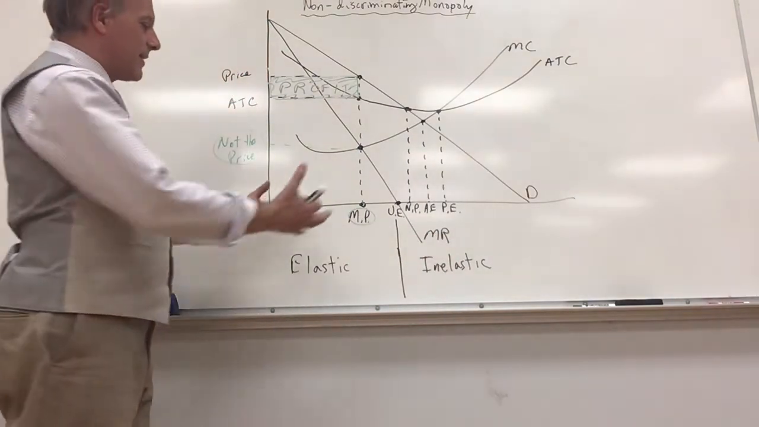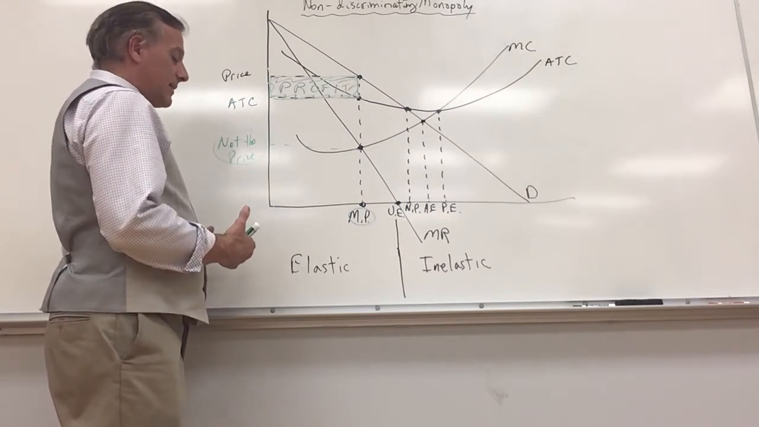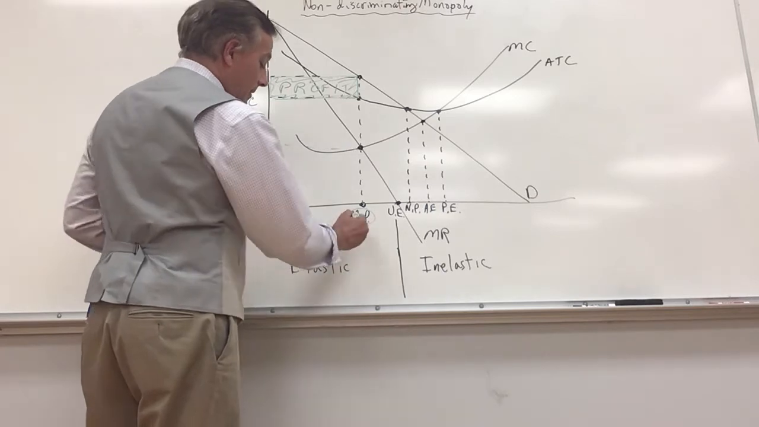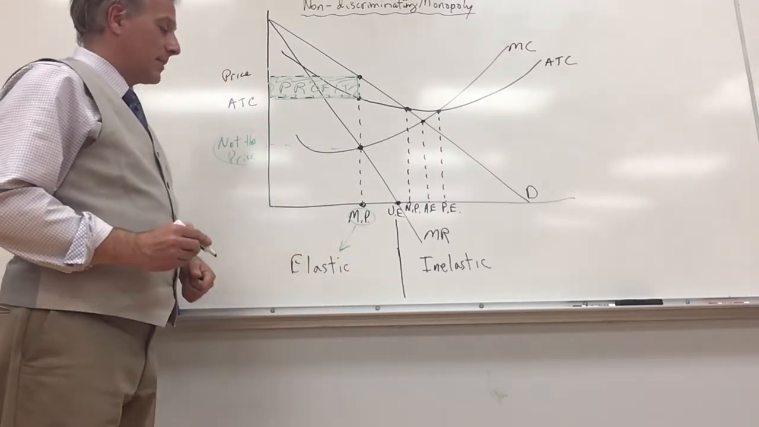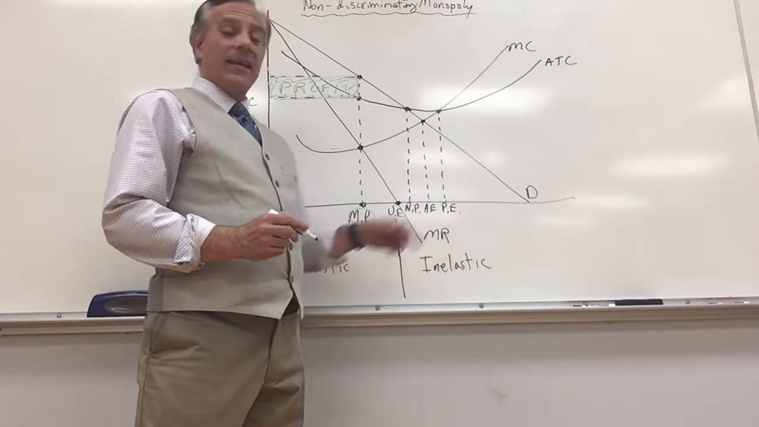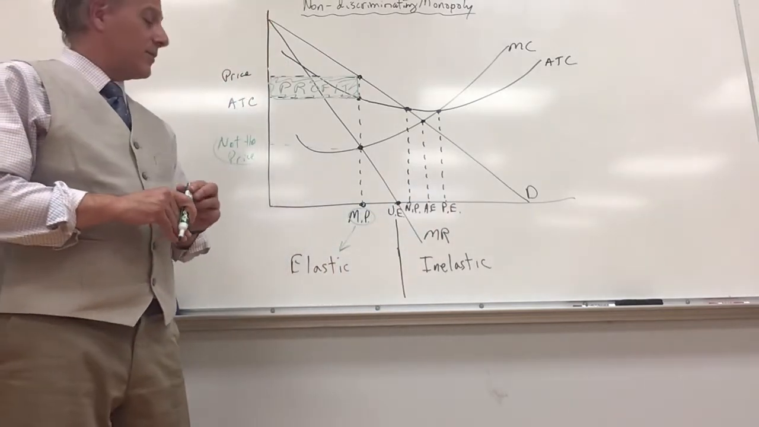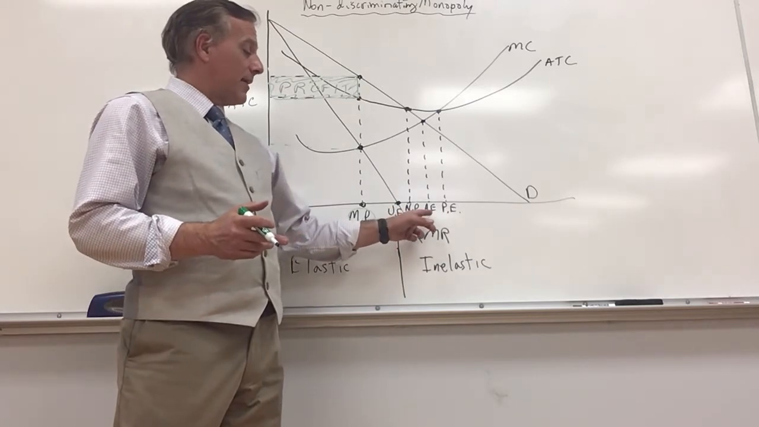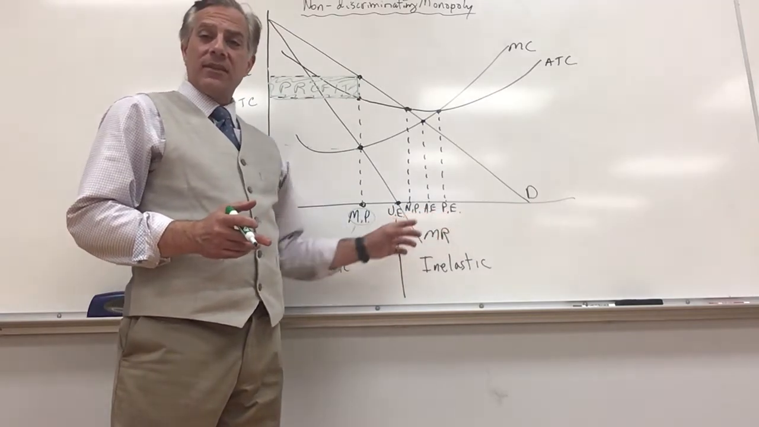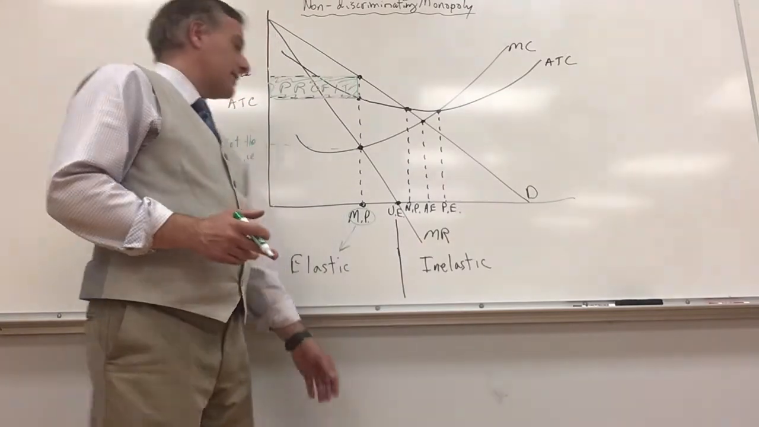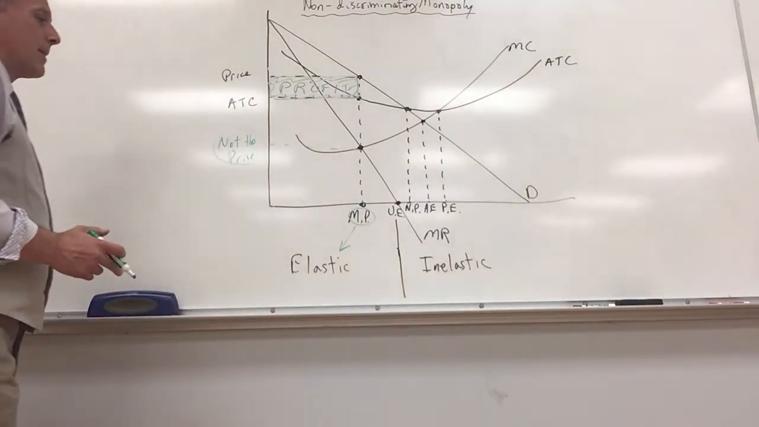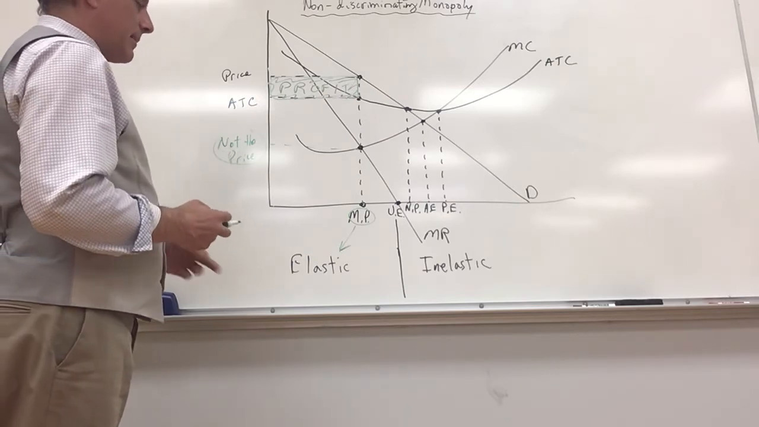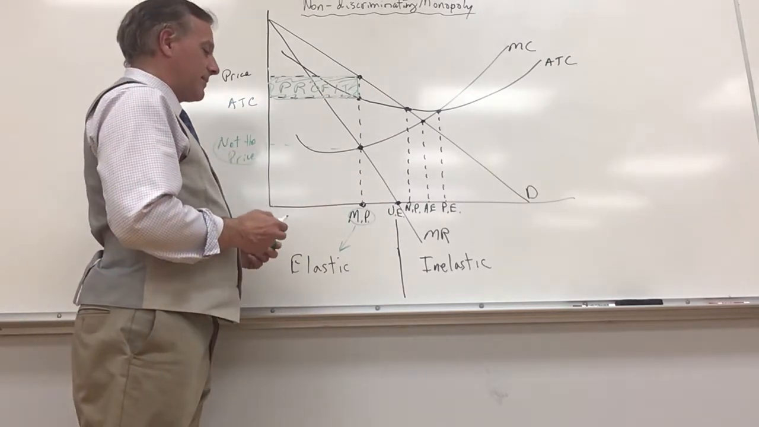All right, so everything to the left of here is elastic. So as I mentioned, max profit is always in the elastic region. Okay, these other three, okay, we don't know for sure. It depends on where they fall. In this situation, normal profit, allocative efficiency, and productive efficiency are all in the inelastic region.